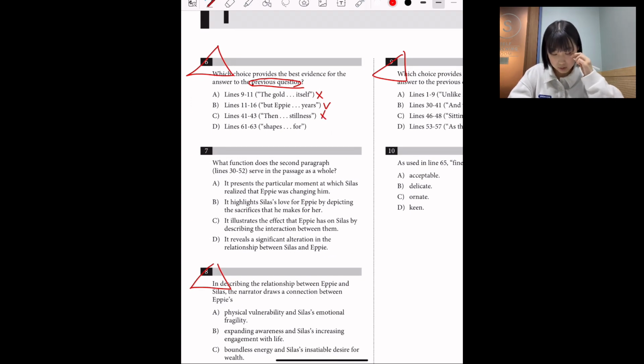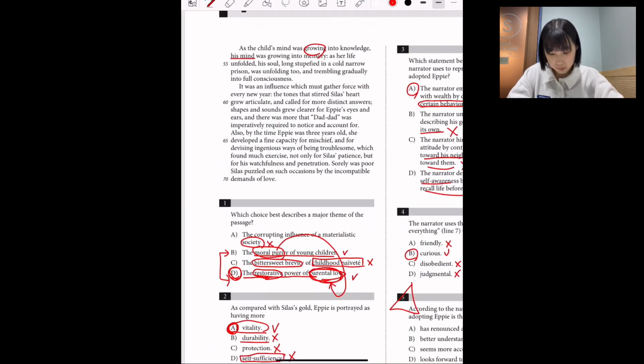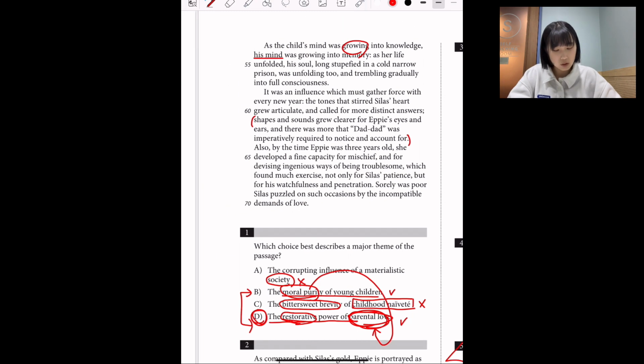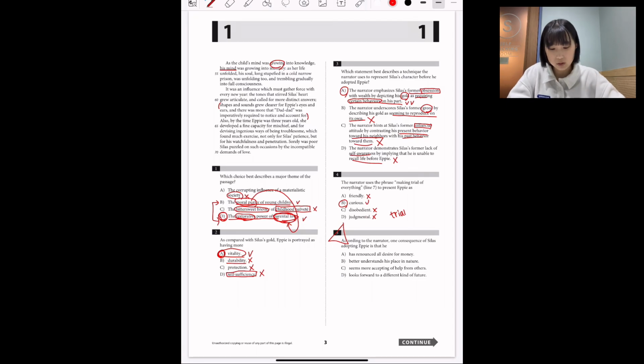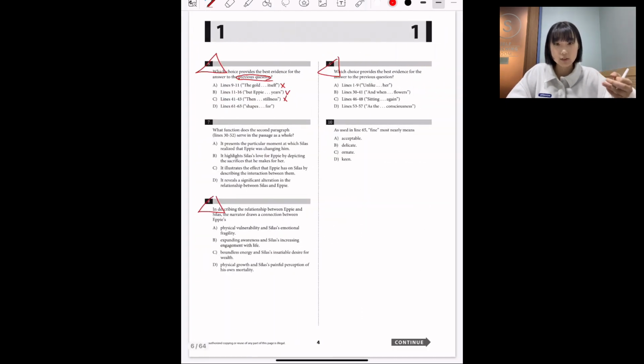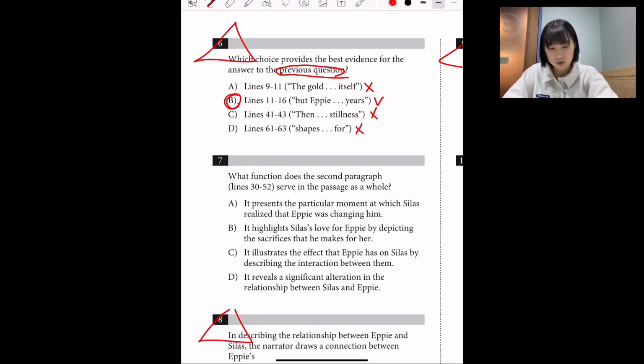And lines 61 to 63, shapes to 4. Here. Shapes and sounds grew clear for Eppie's eyes and ears, and more that data was imperatively required to know what's no account for. Again, this is not a consequence. There's no clear consequence of adopting Eppie, and the effect on Silas itself is just talking about Eppie, so this is not a good choice. So B is definitely a good choice.